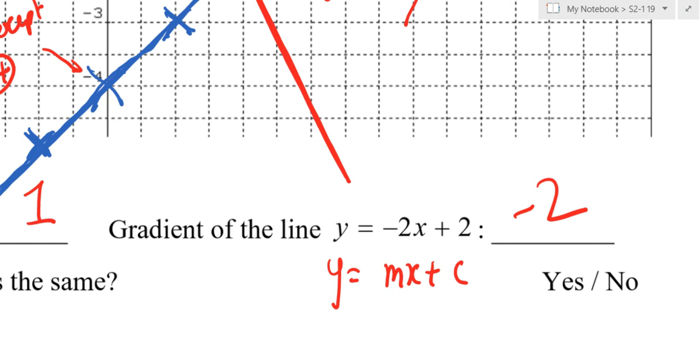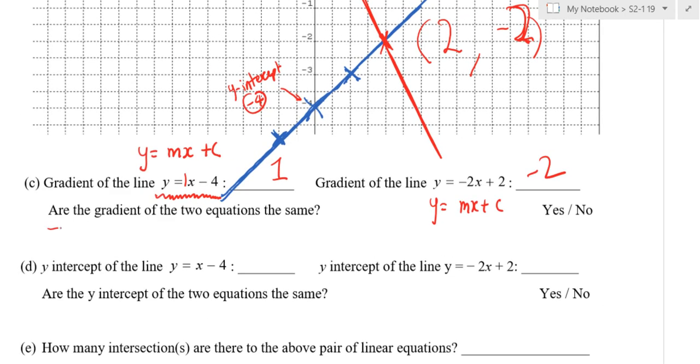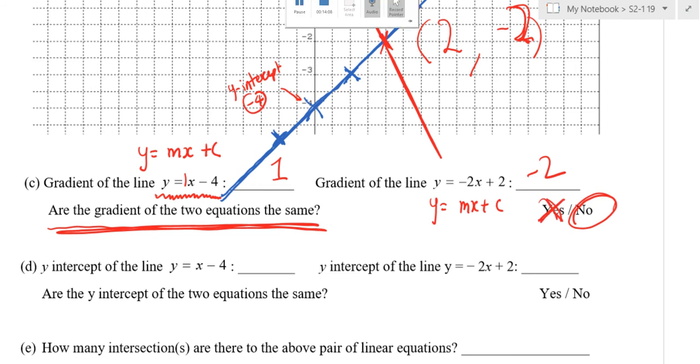Okay. Now look at the answer to the question. Are the gradient the same? No. Cancel yes. Okay. Now what is the y-intercept? The first one is negative 4. The second one is 2. Is it the same? No. Cancel. Oh, okay.